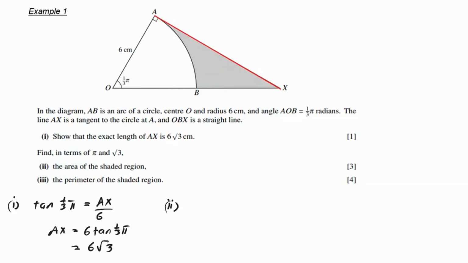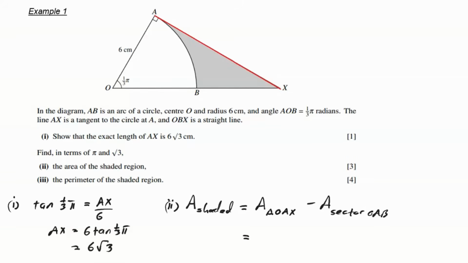On part 2, they say find in terms of pi and √3 the area of the shaded region. Okay, so to find the area of the shaded region, we're going to say that it's equal to the area of the whole triangle, that's triangle OAX, minus the area of sector, and that's the sector OAB, right? So that's how we're going to find the shaded region.